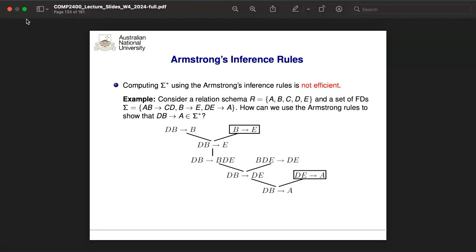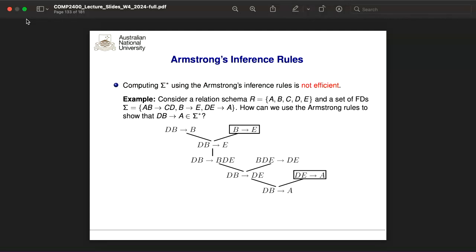But you can see the proof here starts with DB determines B. It's reflexive, right? It's easy, because DB, of course, determines B. Then we know B determines E. This is given in sigma. That's a given condition. So we put them together. We can use the transitive rule, and get DB determines E. Okay, DB determines E, but we want DB determines A. So we have to think about how we can go further.